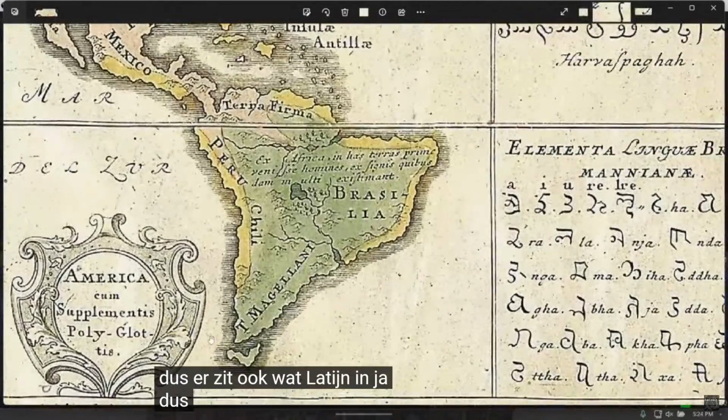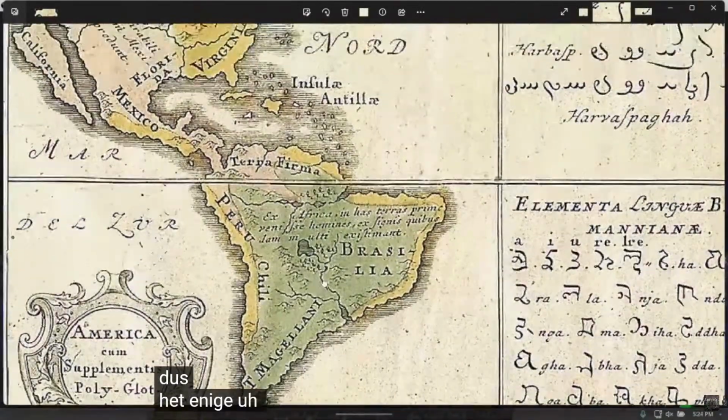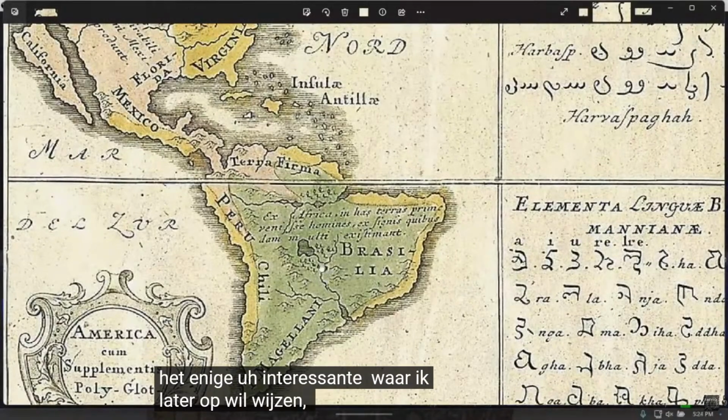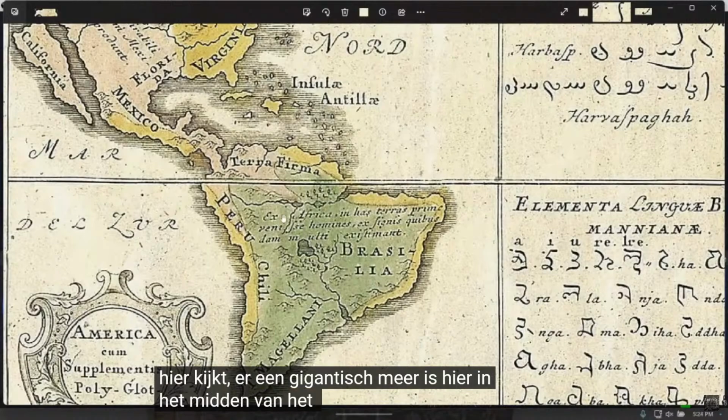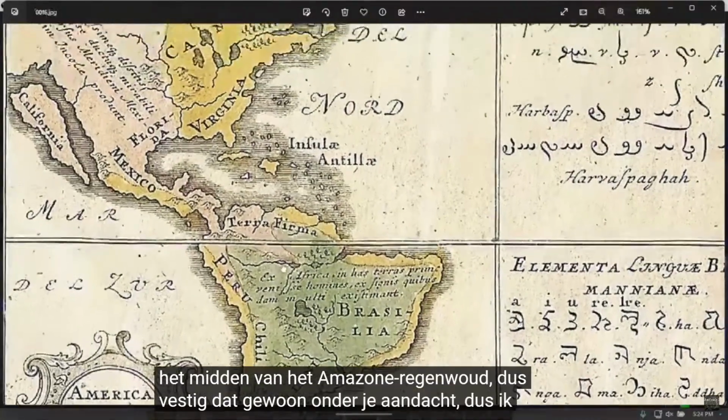The only interesting thing I want to just point out for later on is if you look here, there's a giant lake in the middle of the Amazon rainforest. So just draw that to your attention for something I'm going to show you later on.